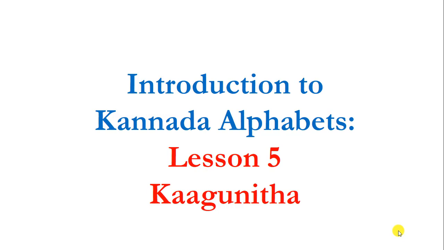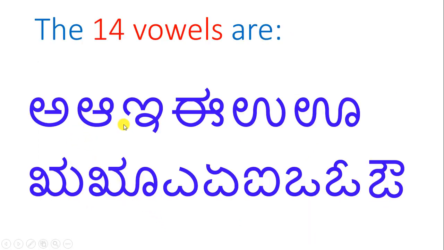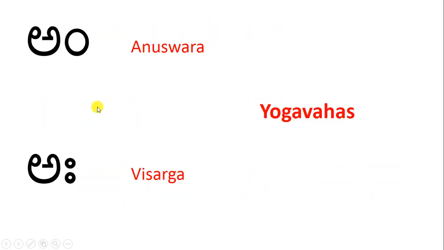In the previous video, we had seen how to write and pronounce the Kaagunitha of K. In this video, it will be about Kha. Now, we know that these are the root consonants and these are the vowels, and we have to add the vowels to the root consonant to get the sounds used in the Kannada language.